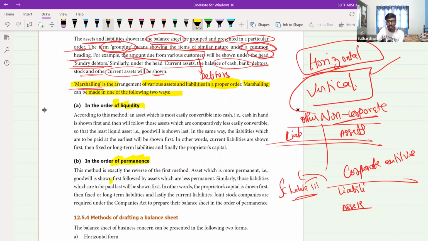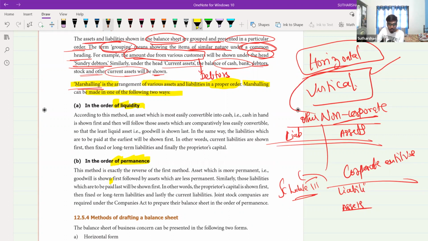This will be given in the CA foundation book. I will show you once I take the CA foundation classes. In that you have order of liquidity and order of permanence. If I directly go to the CA foundation material, it will be a nightmare for you. But if I teach you the 11th standard book again and then start with the CA foundation book, you can easily, without my help, solve all the questions.